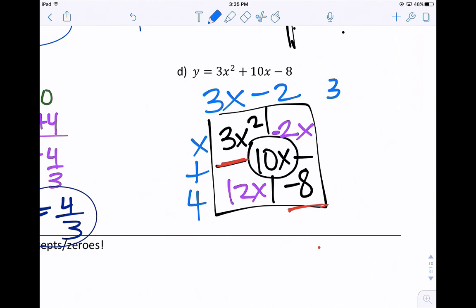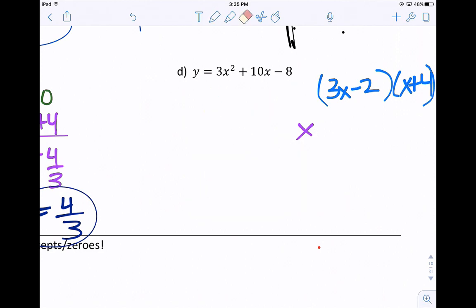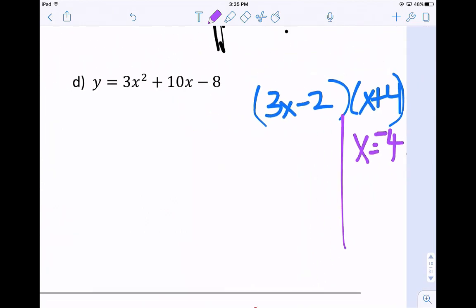So our factors are 3x minus 2 and x plus 4. Okay. Let's erase this right here. And we know one of the zeros just by looking. So right here, x would be negative 4. And that would make this one 0. So negative 4 would make that 0.